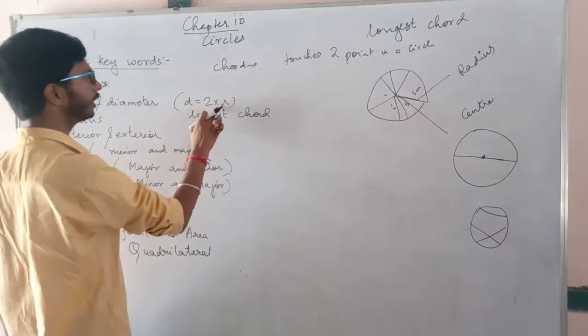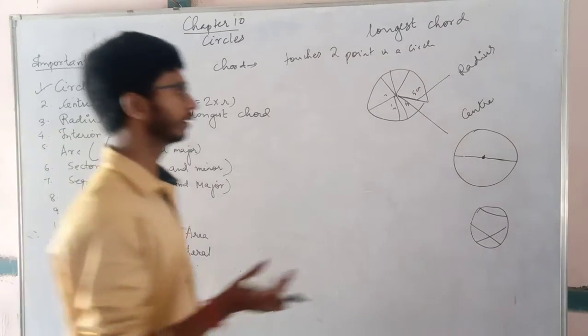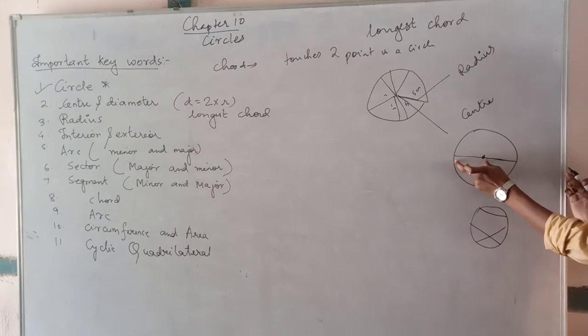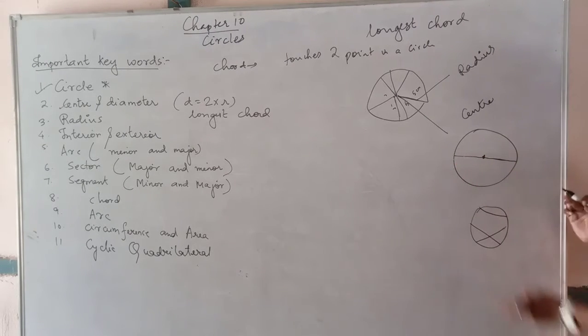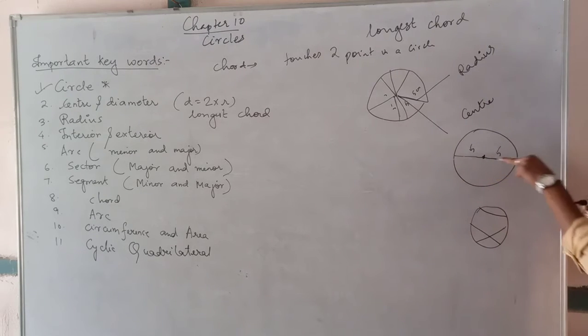Diameter is 2 into r, means 2 times the radius is the diameter. So if this is the radius, double of this radius will be the diameter. Suppose this is 5, this is also 5, so diameter will be 5 into 2, that is 10.